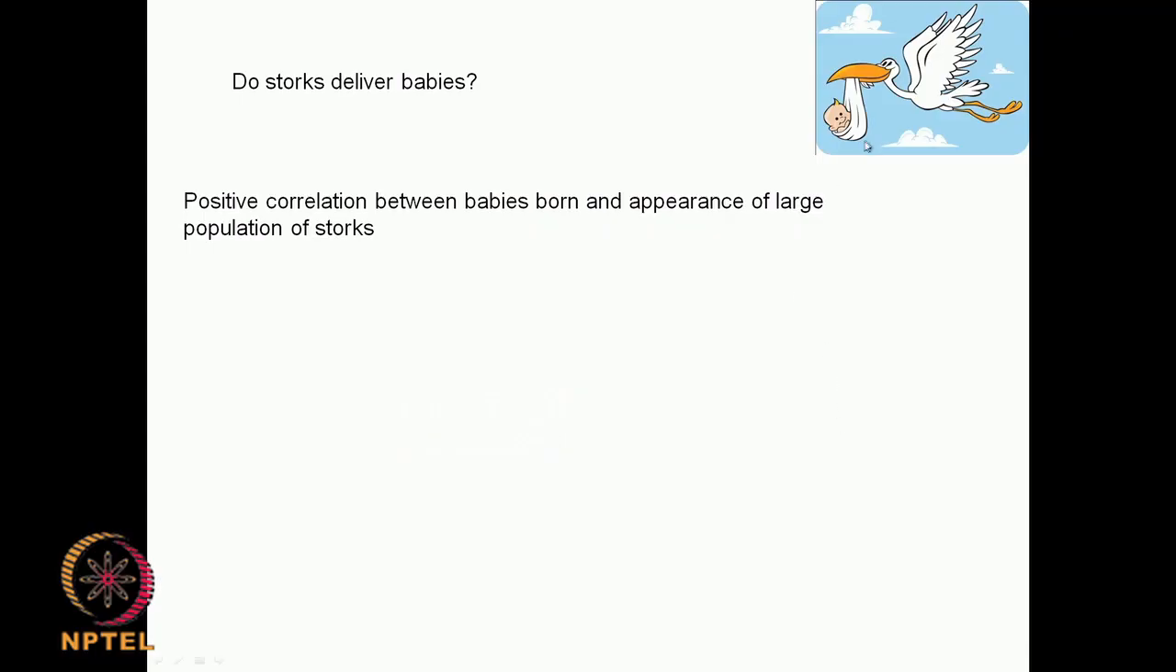Let us look at another example, very interesting. Do storks deliver babies? It has been found that there is a positive correlation between babies born and the appearance of a large population of storks. This goes back several decades, and there are many jokes that a stork carries babies and brings them to the houses. Obviously, there is a confounding variable which, if one neglects it, makes the whole situation appear very funny.